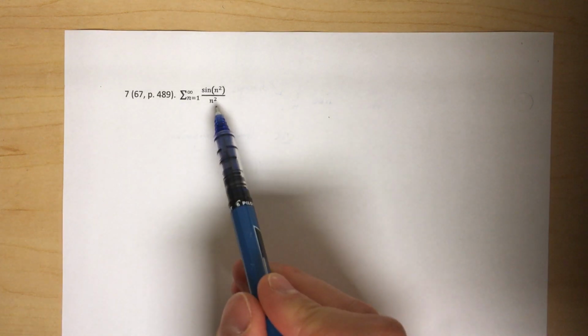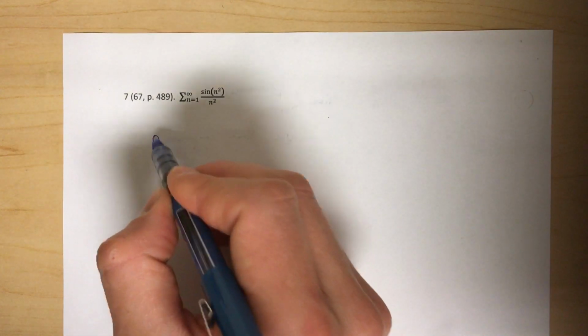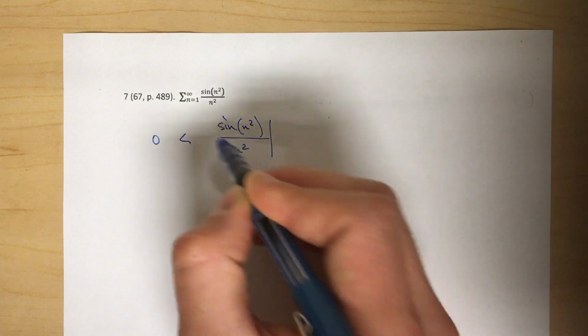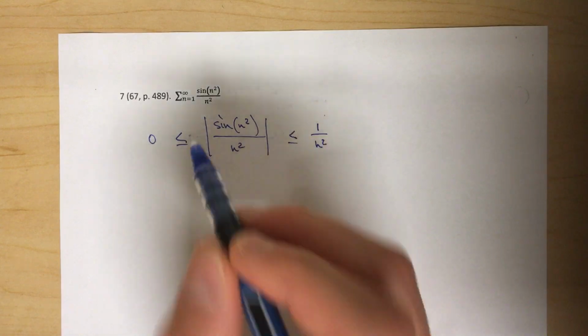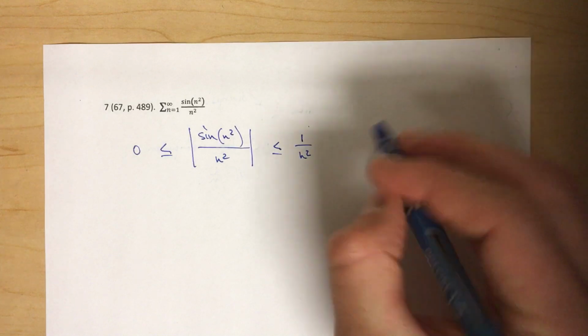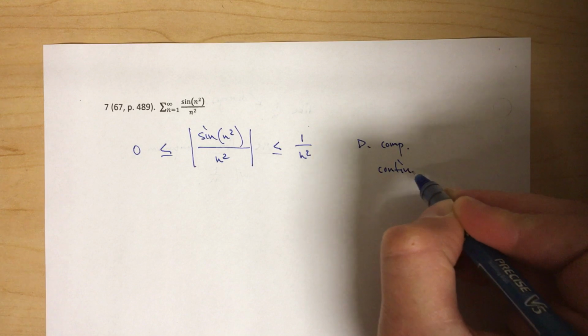Cool. All right, finally, sine of n squared over n squared. Oh my goodness, I mean, come on. This thing definitely converges. Compare it with 1 over n squared. Basically, 0 is less than the absolute value of sine of n squared over n squared, which is less than or equal to 1 over n squared. So, boom, direct comparison. Continue.